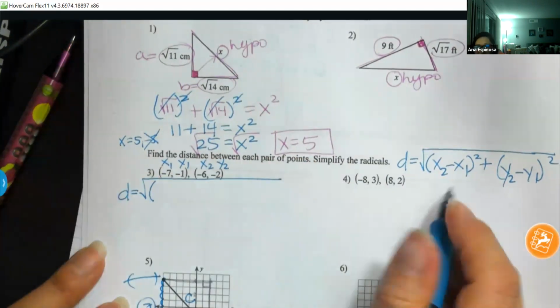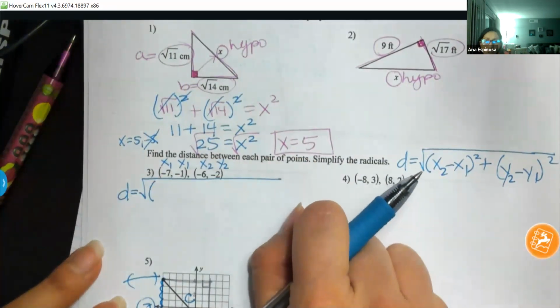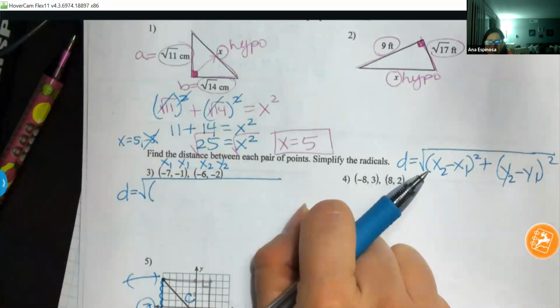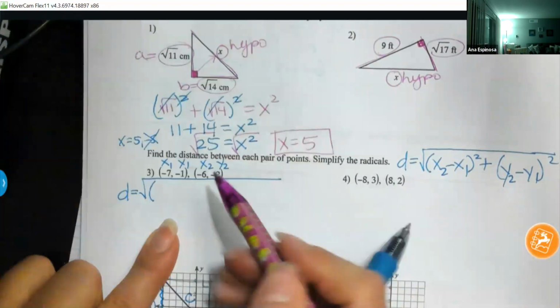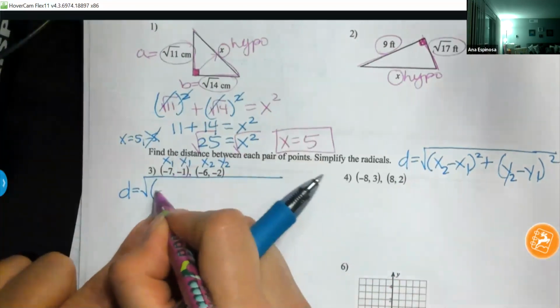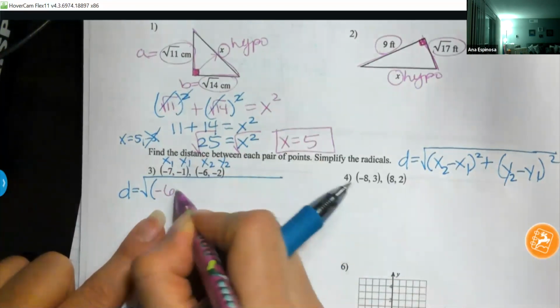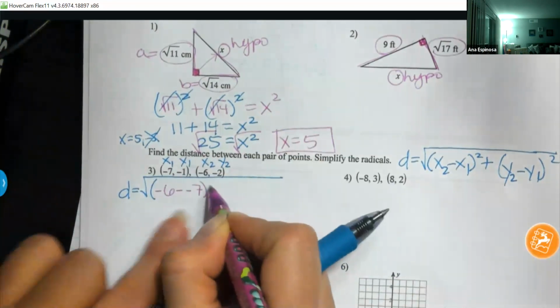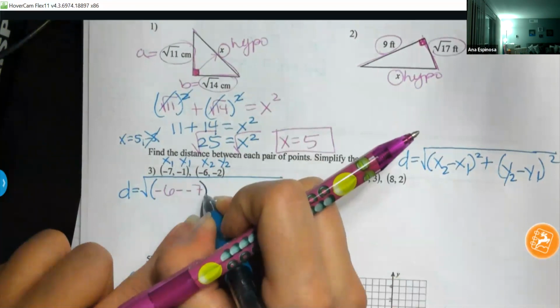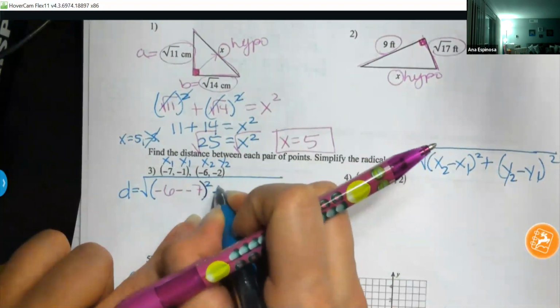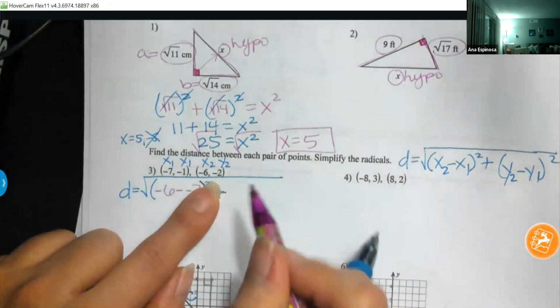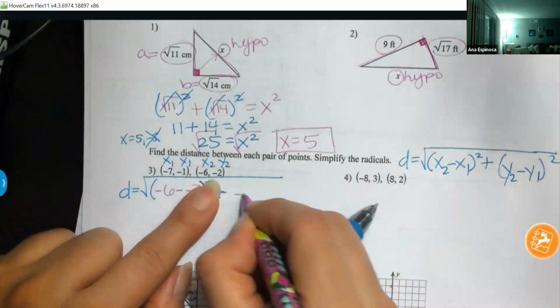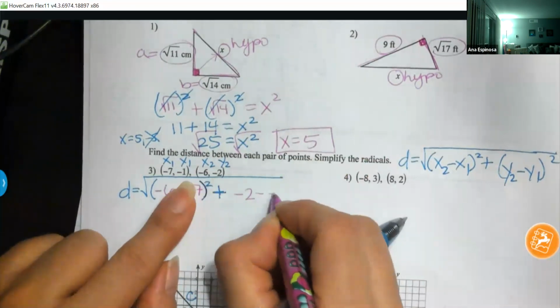Okay, so X's with X's, Y's with Y's, always. Never subtract an X with a Y. That's fairly illegal, very, very illegal. So let's subtract. So that's -6 minus a -7, squared, plus, there's always a plus in here. And then I'm going to take my -2 minus a -1.